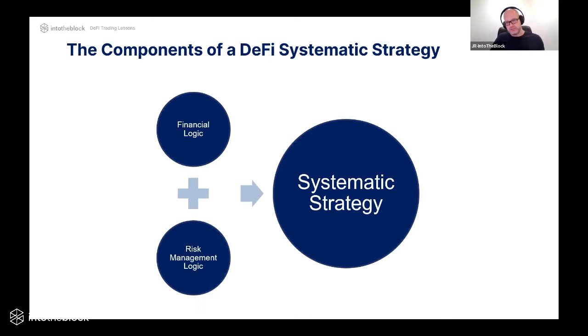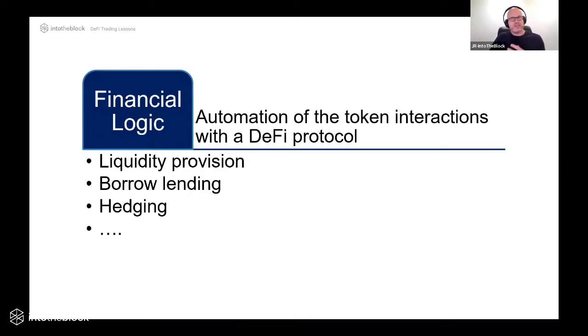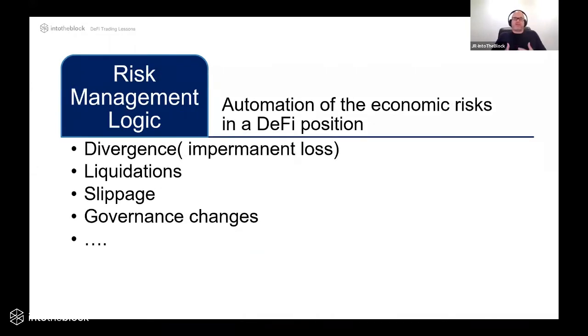For the most part, there are all sorts of other things, but those two are paramount to any strategy. By financial logic, we mean things like supplying liquidity to a protocol, borrowing, lending, hedging, anything that has to do with the financial mechanics, the financial workflow of a strategy. Now, when you think about risk management, risk management in DeFi today is really, really tough. And you're going to see some examples of that.